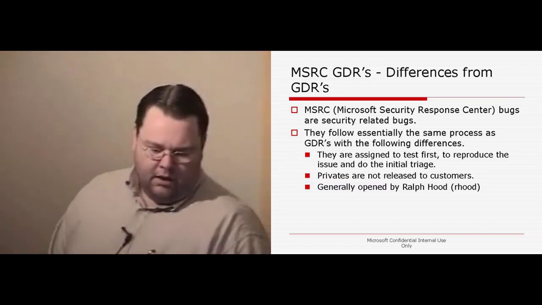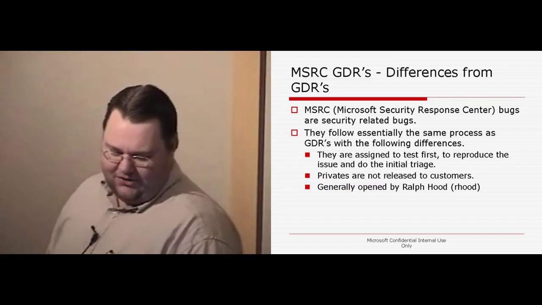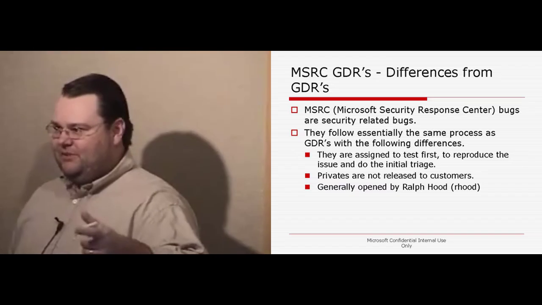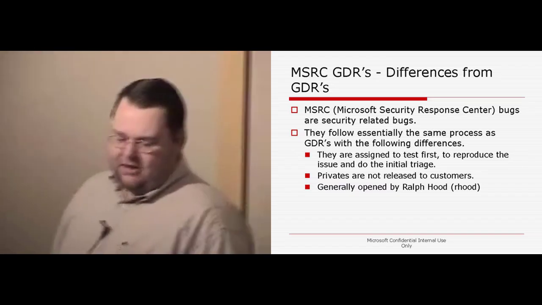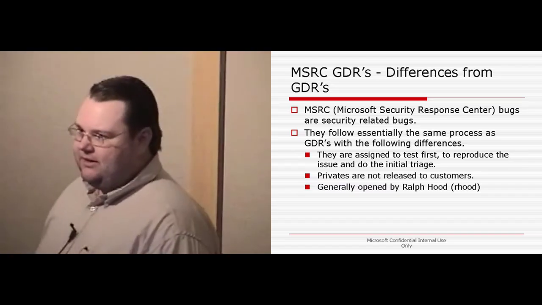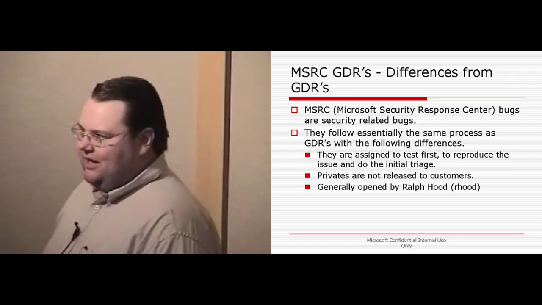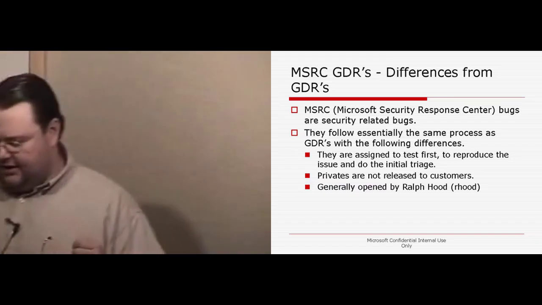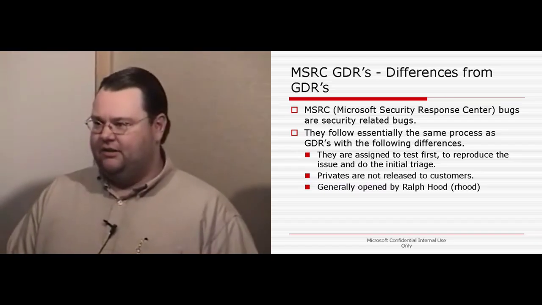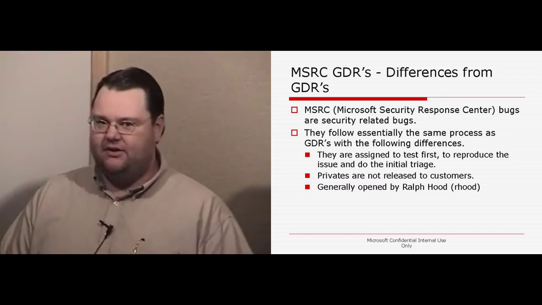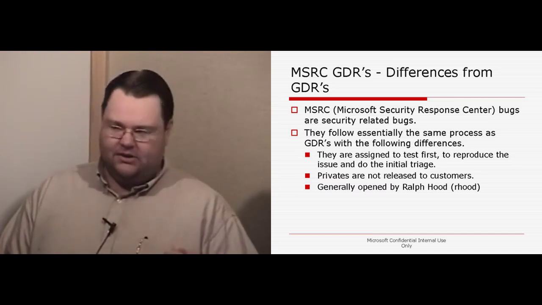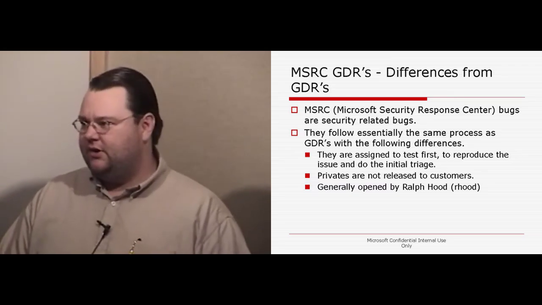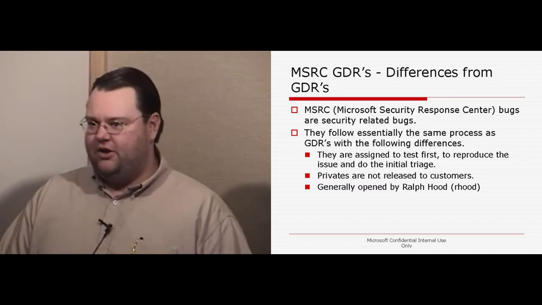Okay. All right. MSRC GDRs, and there are differences from GDRs. A subset of the GDRs, which are all the Windows Update fixes, are MSRC bugs. These are Microsoft Security Response Center bugs, and these are a special class of bugs because they're security related. These bugs come from a few different areas. Occasionally a bug will get found in-house and get escalated through MSRC, but in general the MSRC bugs are security bugs that are reported by an outside customer or an outside user who finds a security hole.